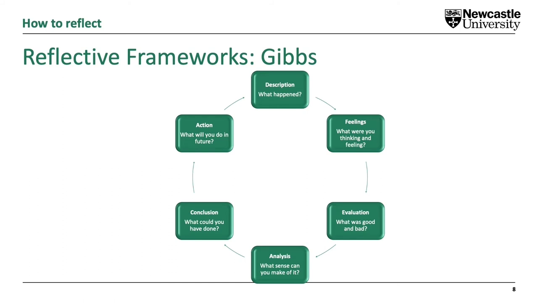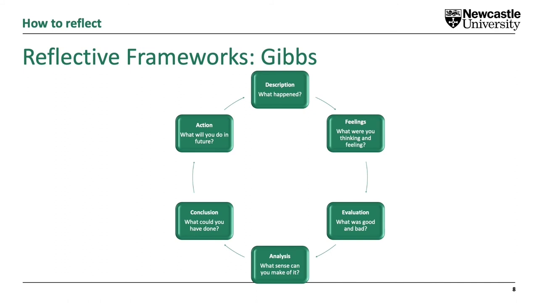Gibbs. Gibbs is the other of the 2 most commonly used models. Again, it's a cycle, like Kolb, but is a bit more detailed, with 6 stages rather than 4. The first, as ever, asks you to describe what happened. Next, you're invited to turn your attention inwards and identify what you were thinking and feeling at the time, because this is an important factor in explaining why you might have made certain decisions or actions and what might have influenced them, and how you might be thinking differently now.